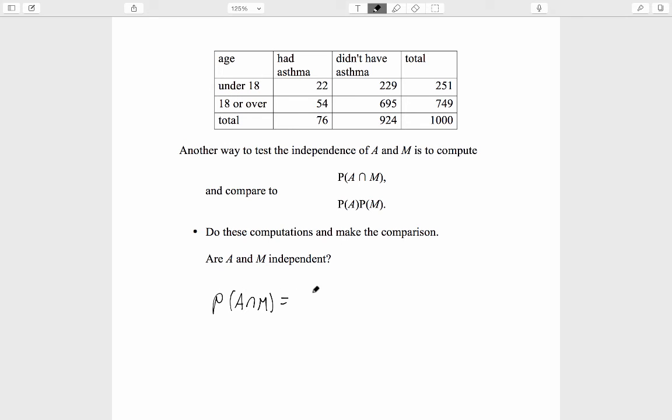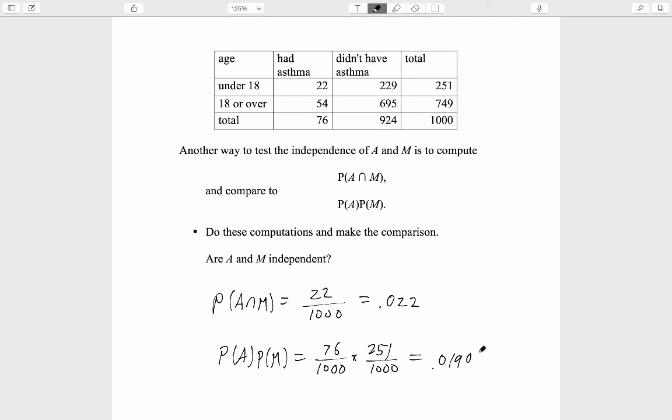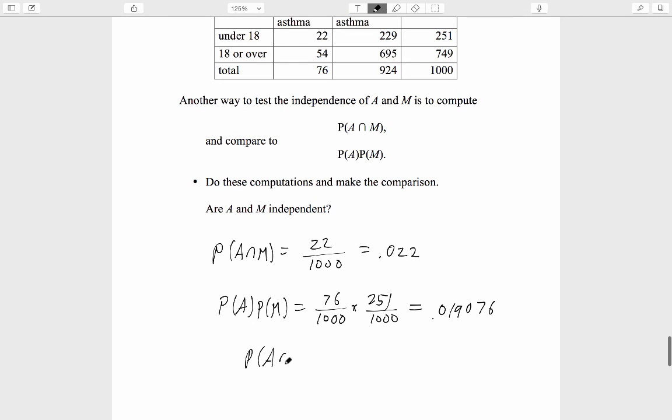Probability of A intersect M equals 22 over 1,000. This is an unconditional probability. The 22 here is divided by the full 1,000. This is 0.022. On the other hand, probability of A times probability of M equals 76 over 1,000, since 76 out of 1,000 had asthma, times 251 over 1,000. This equals 0.019076. We see that the probability of A intersect M does not equal 0.019076. Therefore, the answer is no, they are not independent of one another. A is not independent of M.